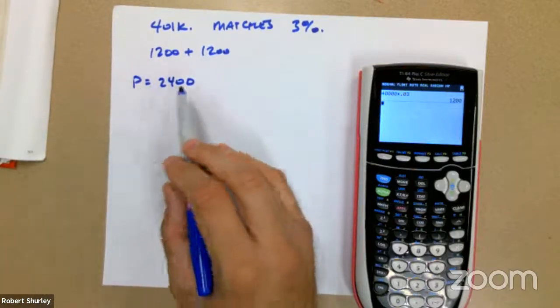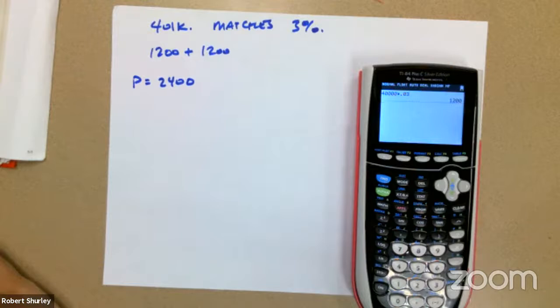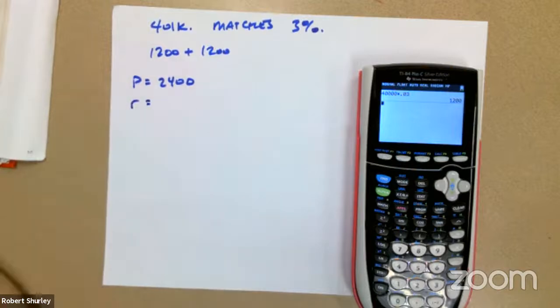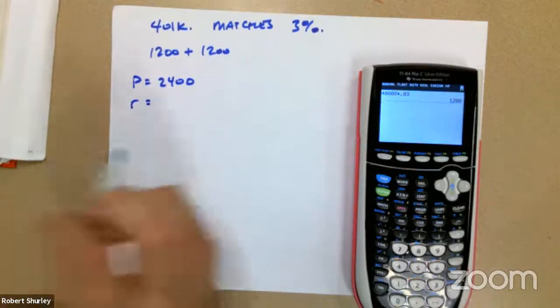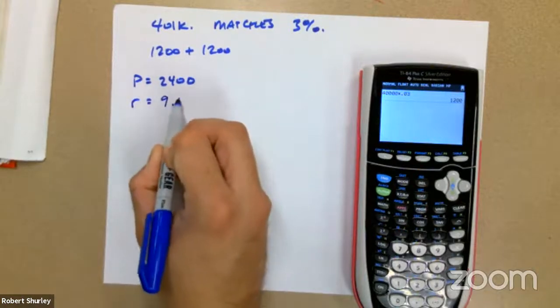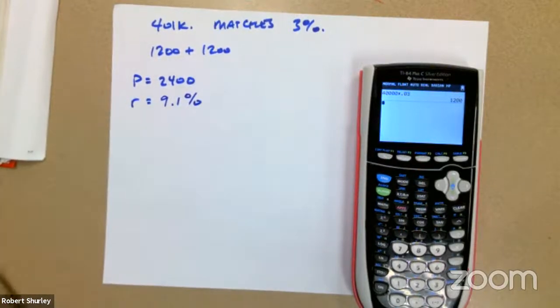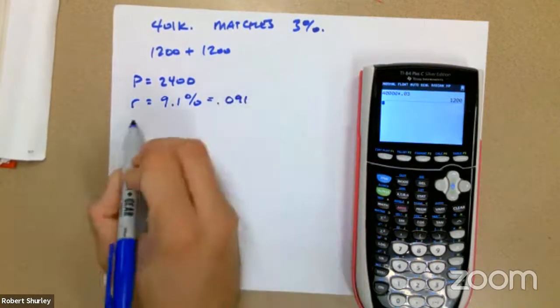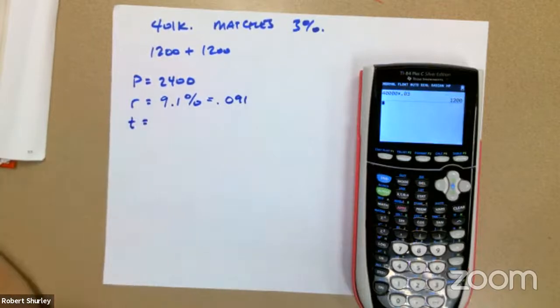Okay, so your principal is $2,400. Now, this is the part where I get to totally make up stuff. But I'm going to do educated guesses while I'm making it up. Let's say if you invest this into mutual funds, let's say we can get 9.1%. Now we have to leave it in there a long time to get an average of 9.1%. Okay, so that's 0.091. Now remember, I'm making this up.